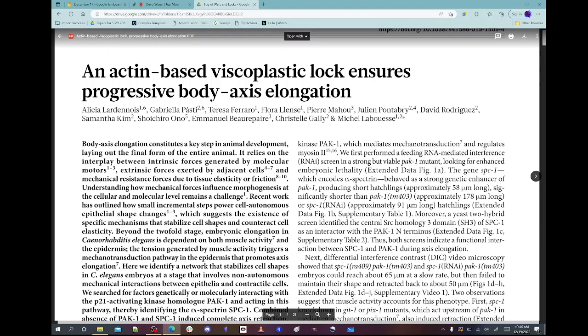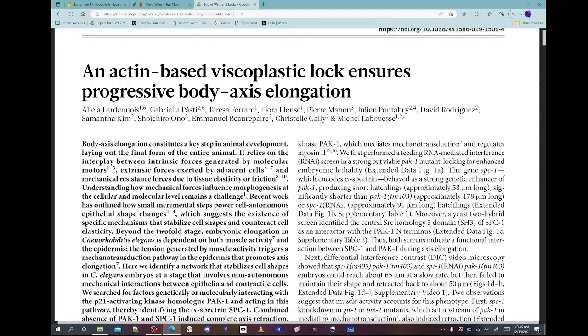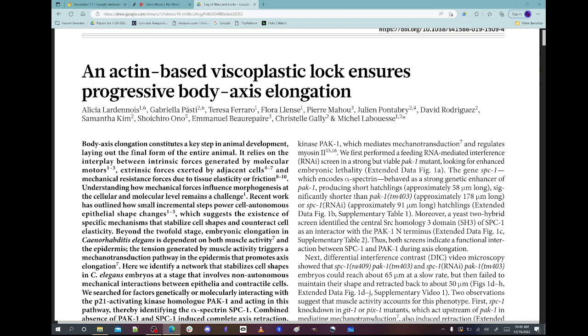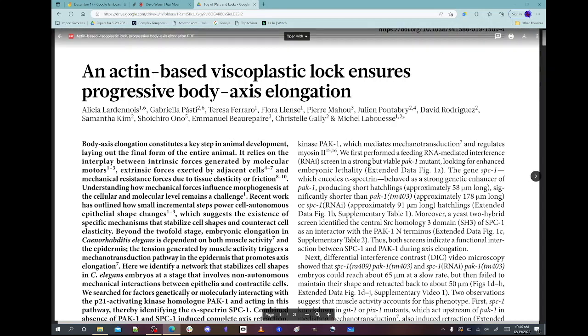So this is a recent work that they're reviewing, and they're engaging with how it outlined how small incremental steps power, meaning they influence, cell autonomous epithelial shape change. So you have the cell autonomous shape change mechanism. This suggests an existence of specific mechanisms that stabilize cell shapes and counteract cell elasticity. So this is this lock that they're talking about.